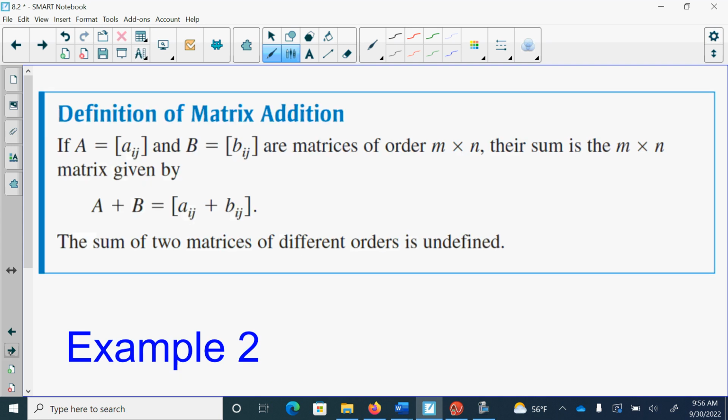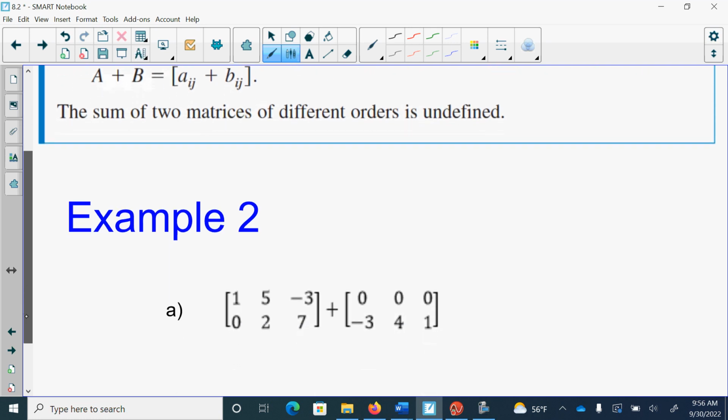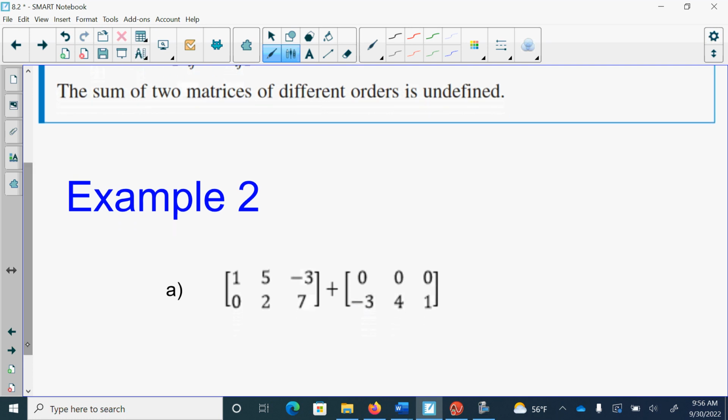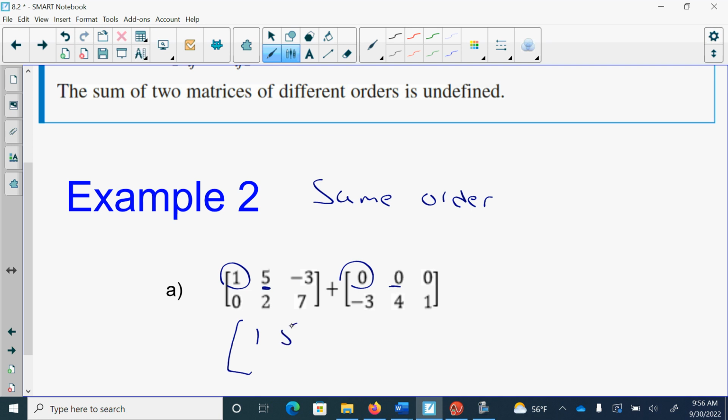So in order to add, I'm going to add by the corresponding element. So row 1, column 1 has to be added to row 1, column 1. In order to add two matrices, they have to be the same order or the same size. And then when I go to add these, I'm just going to add 1 plus 0 and get 1, 5 plus 0 and get 5, negative 3 plus 0 and get negative 3. This is not rocket science, right? So that would be negative 3.